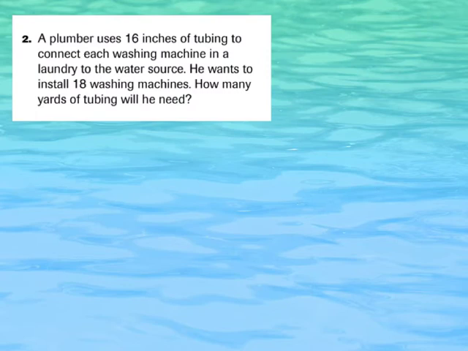A plumber uses 16 inches of tubing to connect each washing machine in a laundry to the water source. He wants to install 18 washing machines. How many yards of tubing will he need?